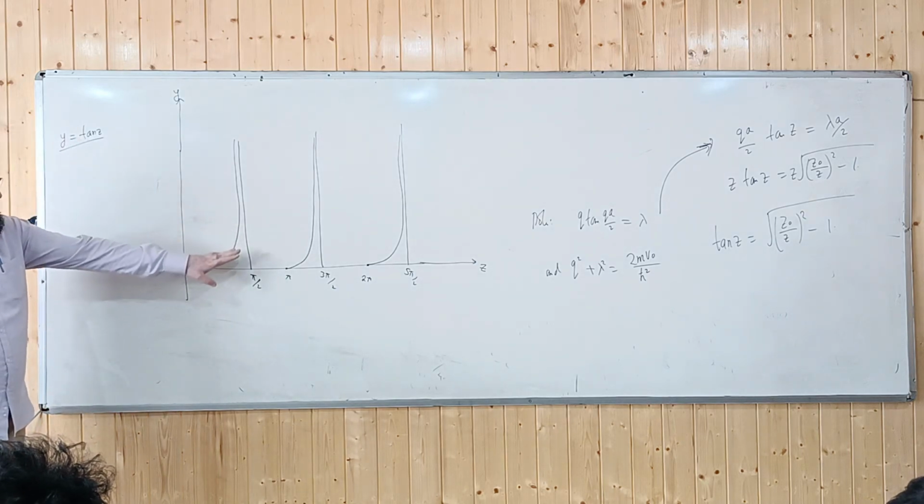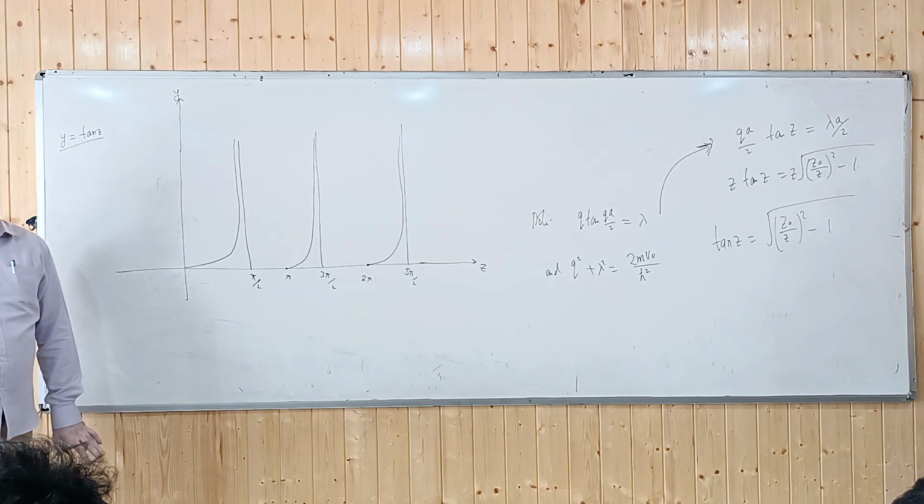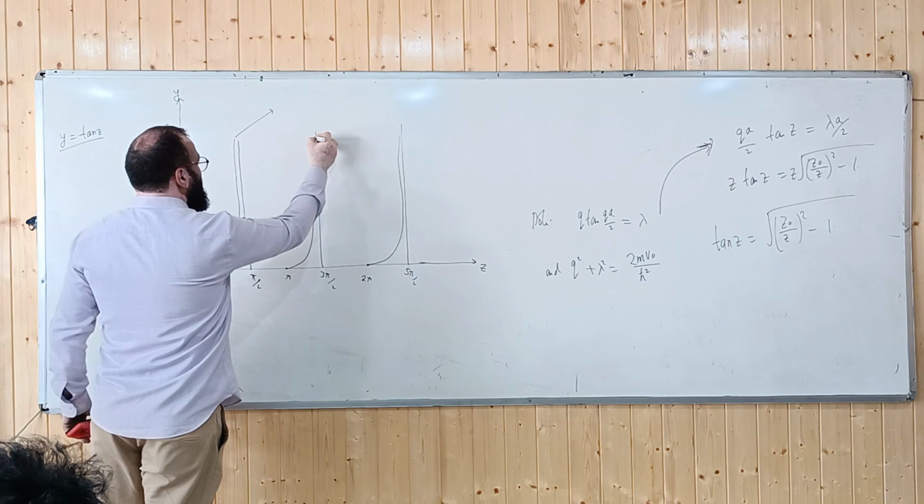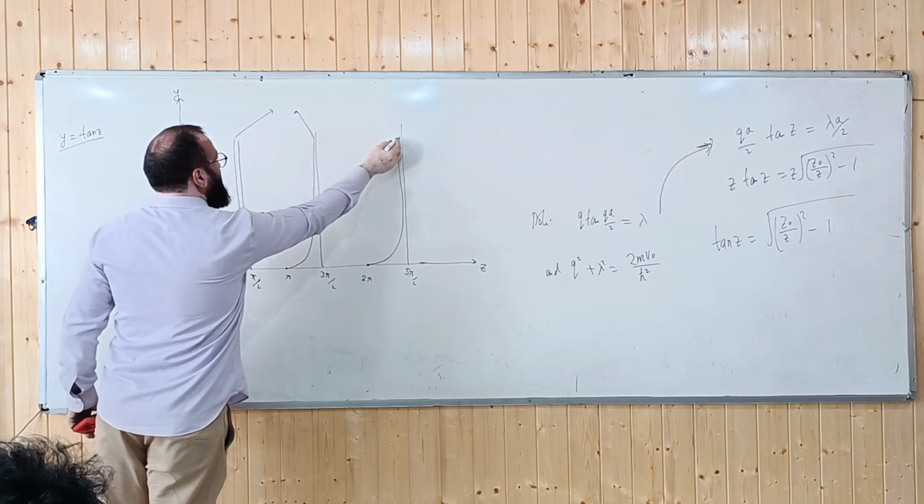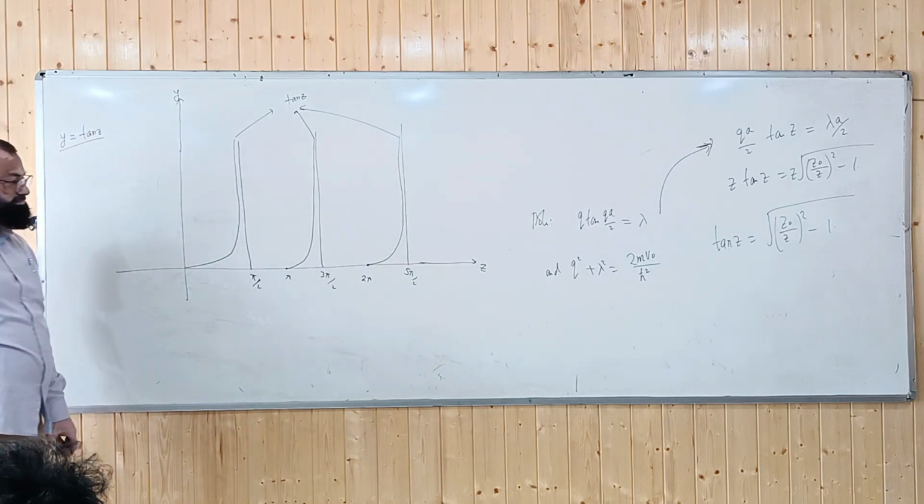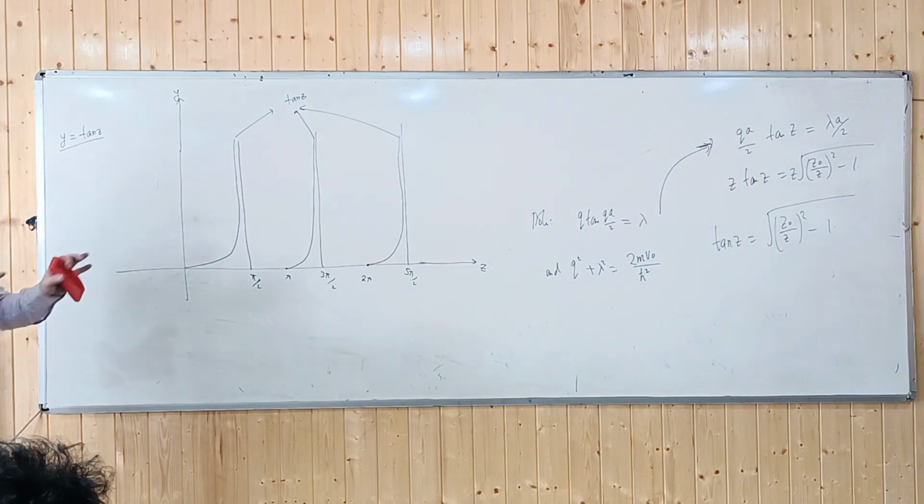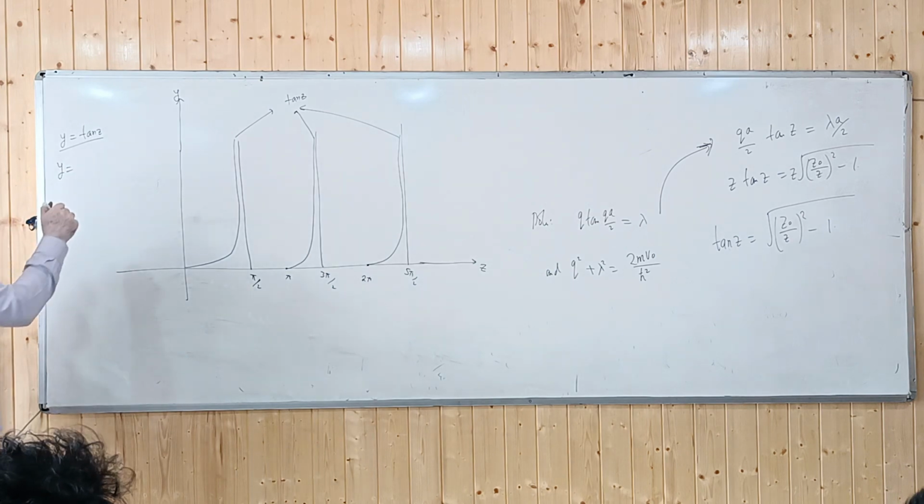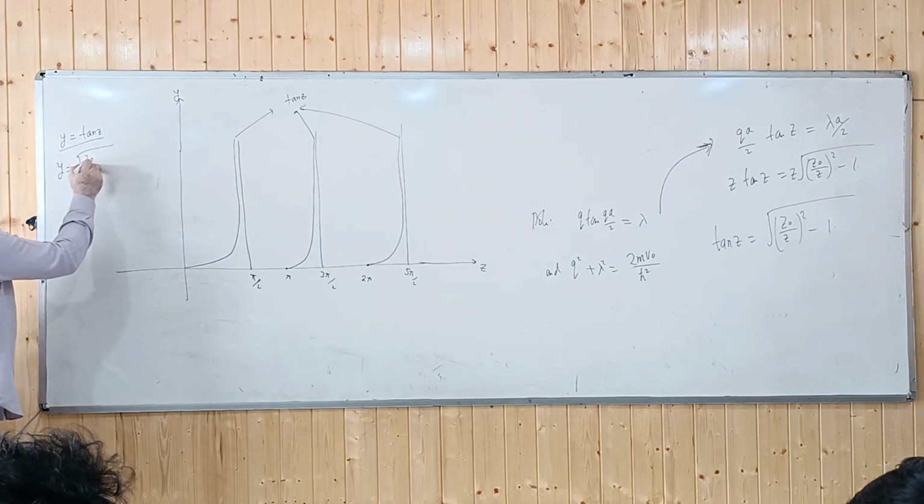Got it? So it is roughly like this. Clear? So these curves are what? So this thing and this thing, they are simply your tan of z. So on this grid, now I will plot y is equal to the other part, root of (z naught by z) whole square minus 1.